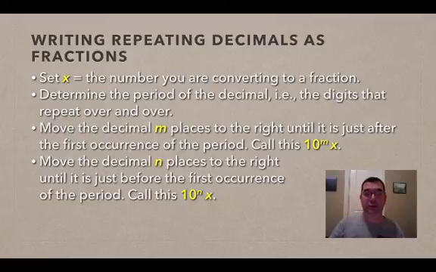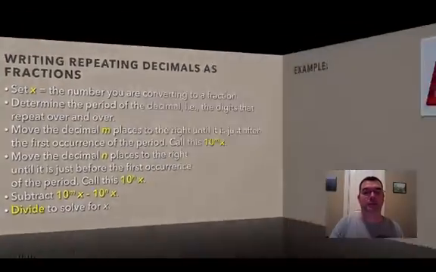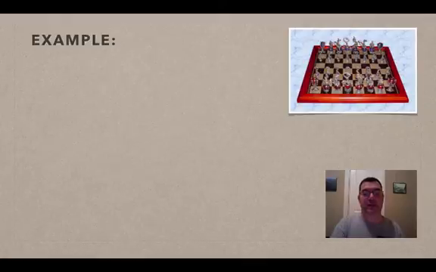So I've done two things. I've moved the decimal so that it's right after the period. That was m places, and then starting over, I moved it n places so that it ended up in front of the period. So if I subtract those two amounts, then I should be able to get an integer, and then I will divide to solve for x. Okay, so this is best worked out with an example as well. So here's an example of how I would do that.